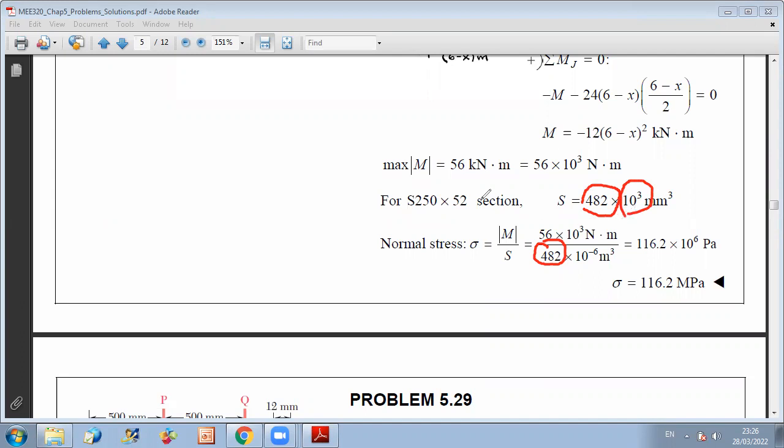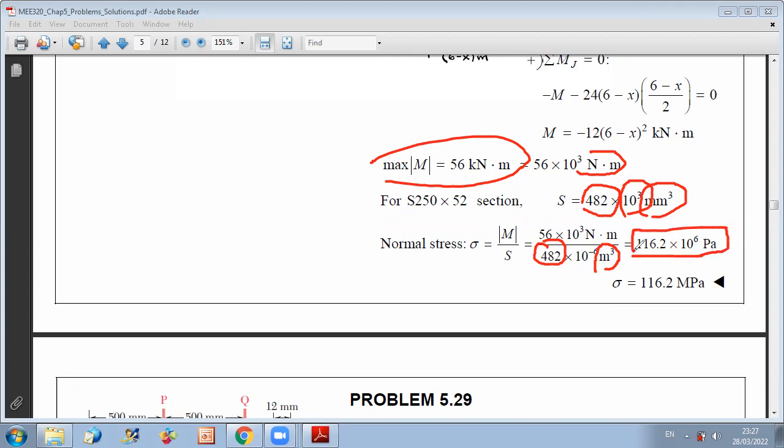And as we discussed, the maximum moment in absolute value is 56 kilonewton meter. You can convert it to Newton meter by multiplying by 10 to the power 3. And don't forget for your units to convert from millimeter cube to meter cube. So you just have to multiply by 10 to the power minus 9. And then the value of sigma you get will be in Pascal. So this is the maximum normal stress to which your beam is subjected. And since it's 10 to the power 6 Pascal, then you can say that the maximum normal stress is 116.2 megapascal.